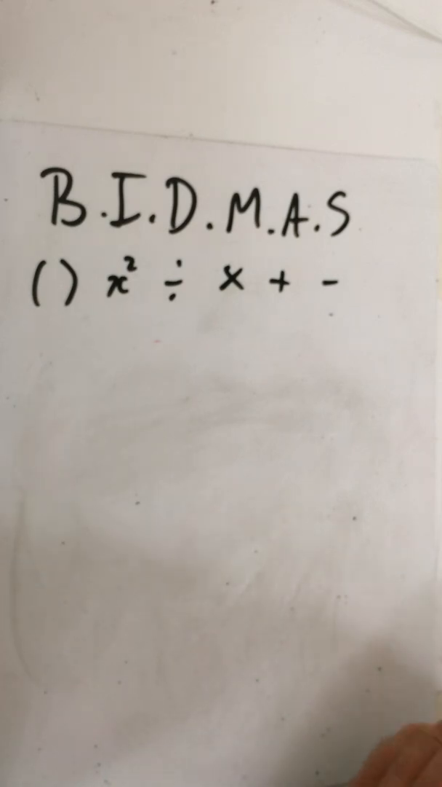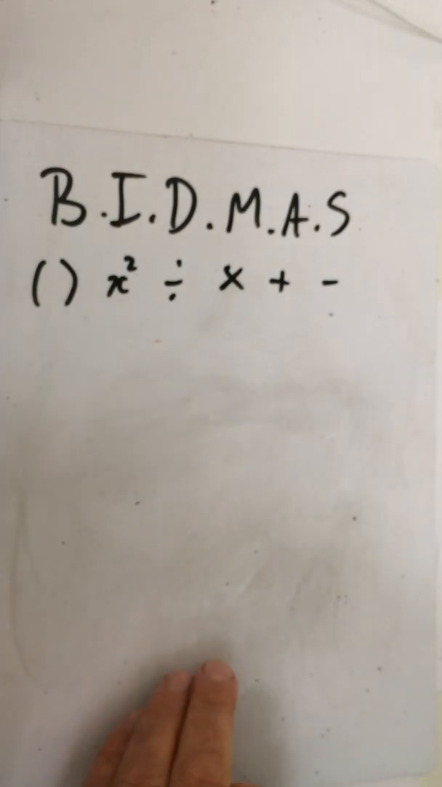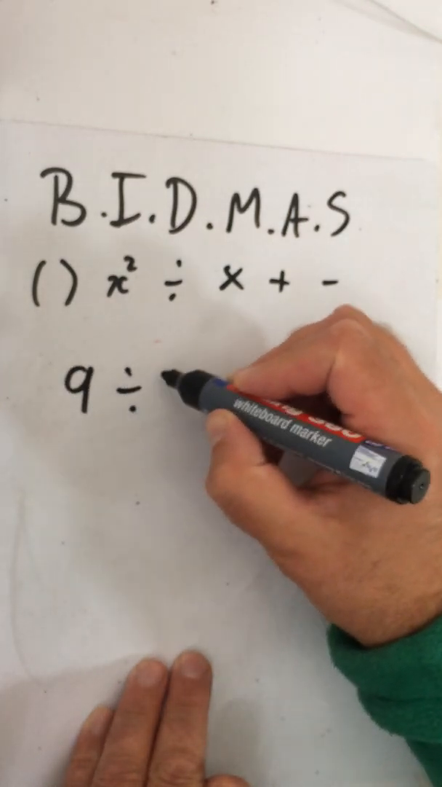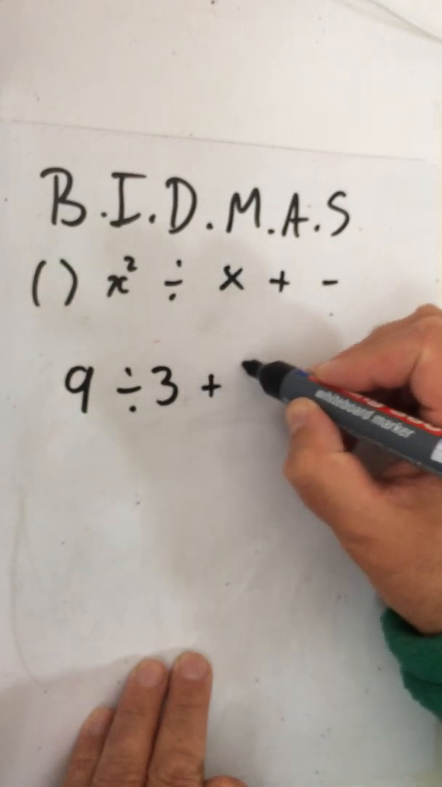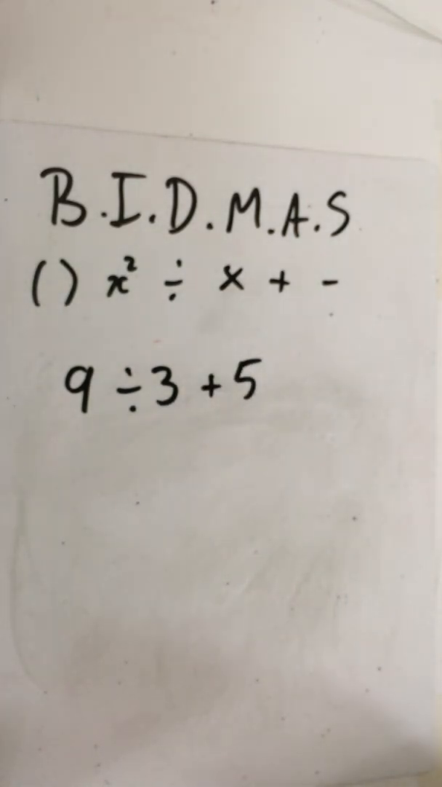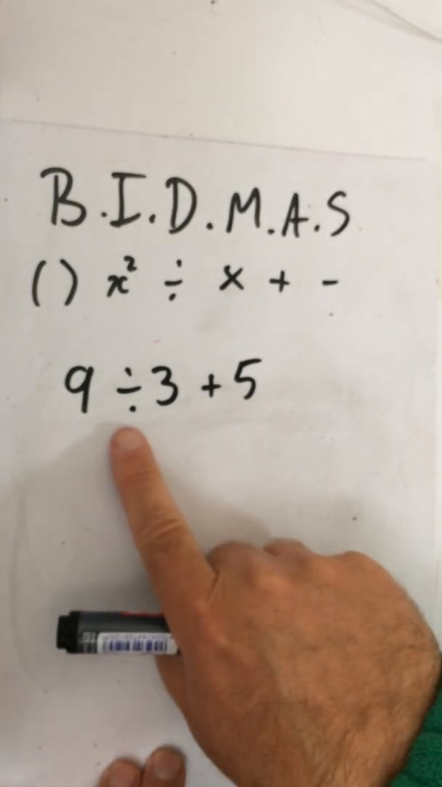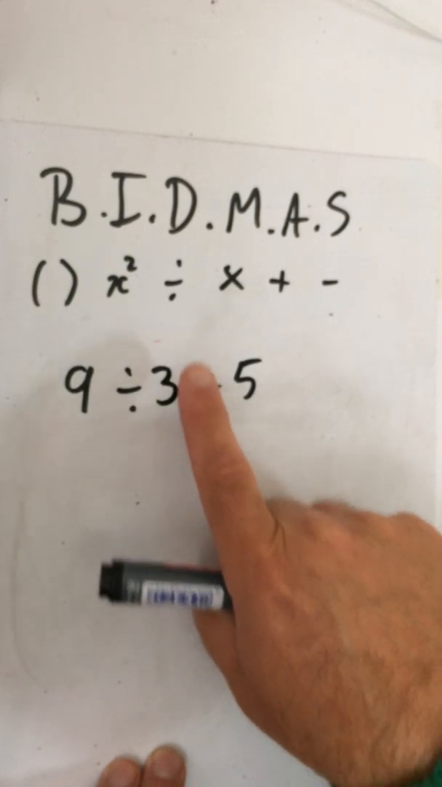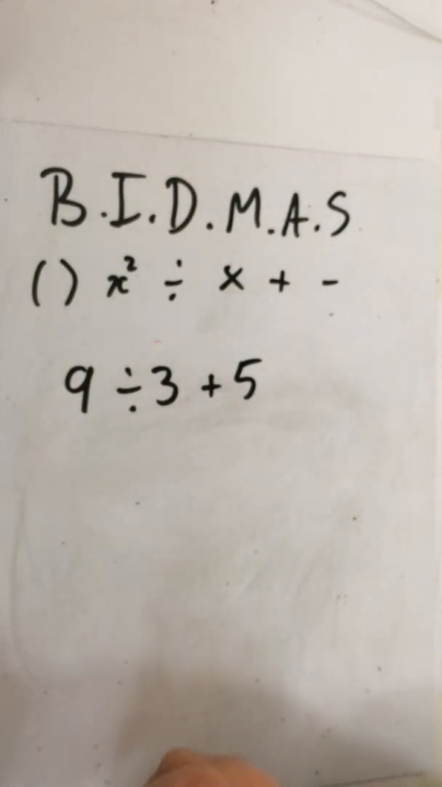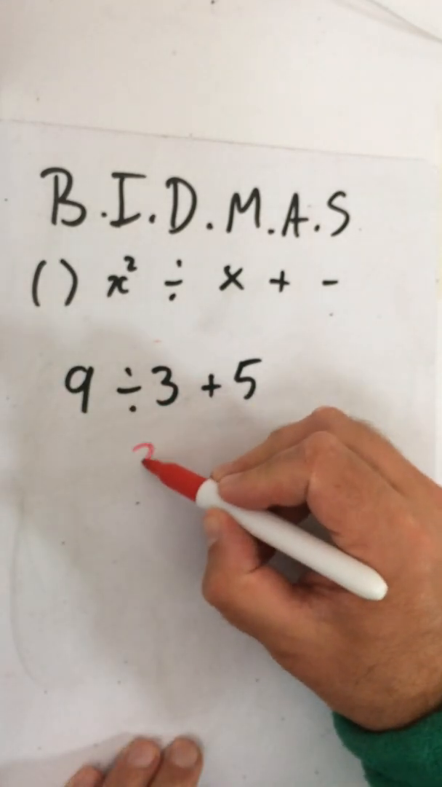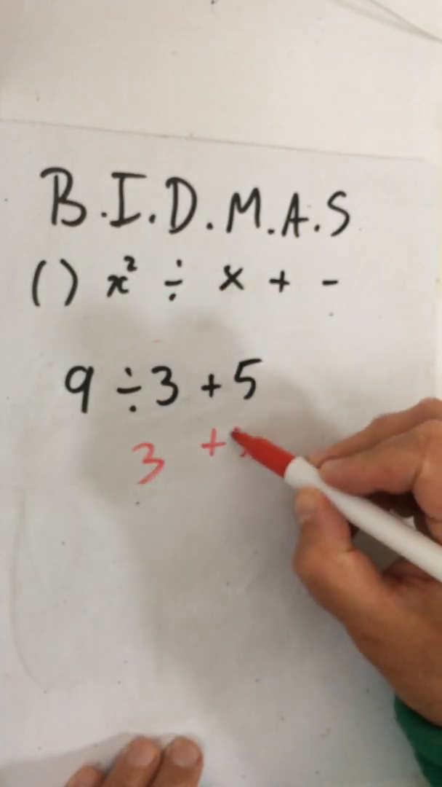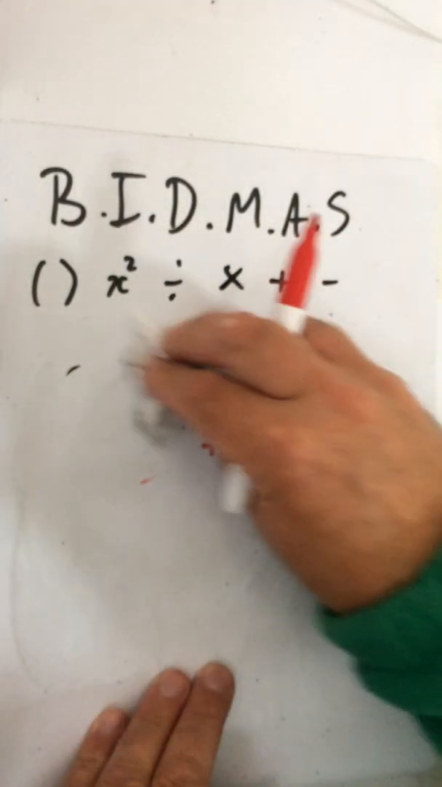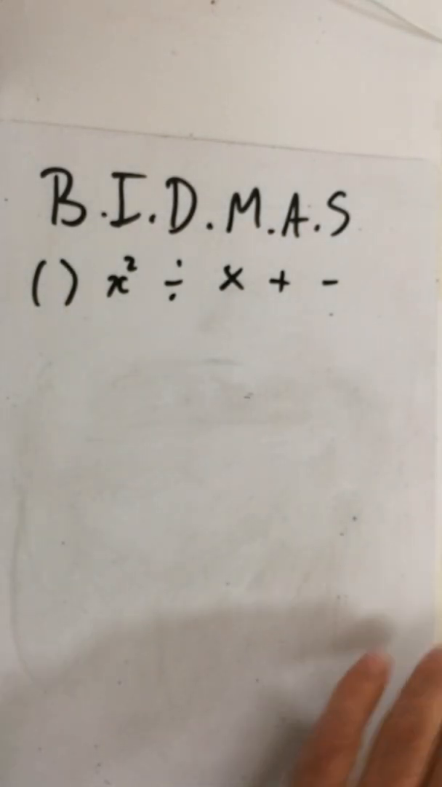Okay, let's have a little look at another one. Let's go with 9 divided by 3 plus 5. Yeah, my divide comes before my plus. So I have to do that first anyway. 9 divided by 3 is 3, plus 5, 8. Okay.